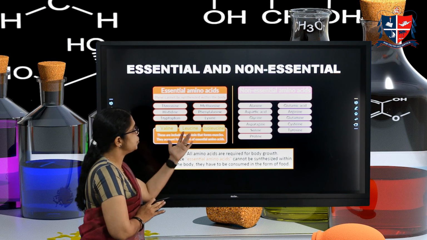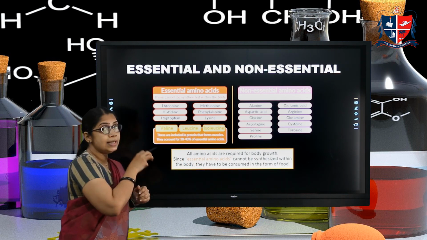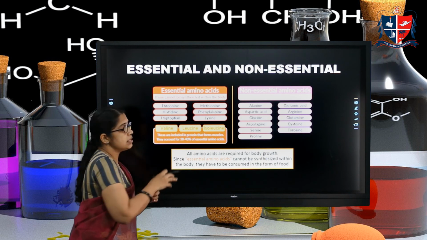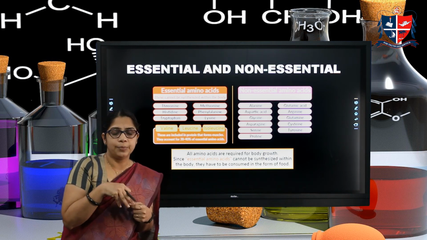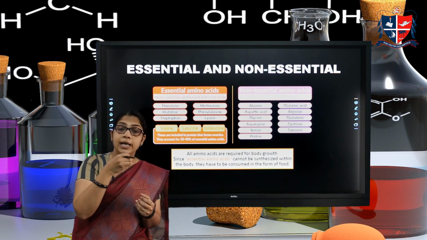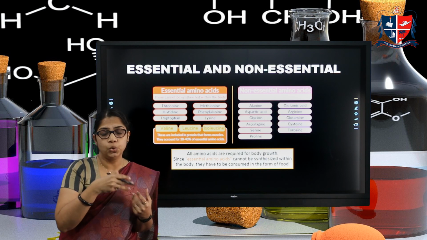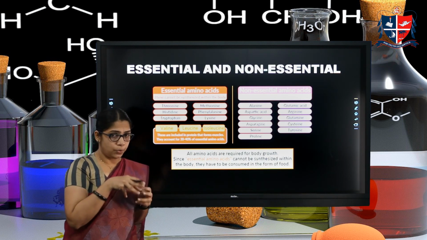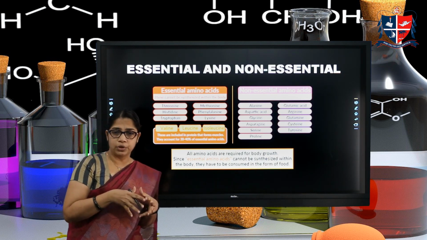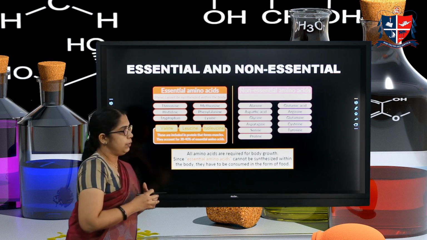Why? Because of the names. In the case of essential amino acids, these 9 amino acids cannot be synthesized within the body. So they must be supplied into the body through food. They cannot be synthesized in the body, but they are necessary for the proper functioning of the body. That is why they are called essential amino acids.